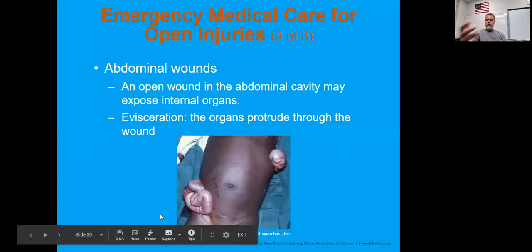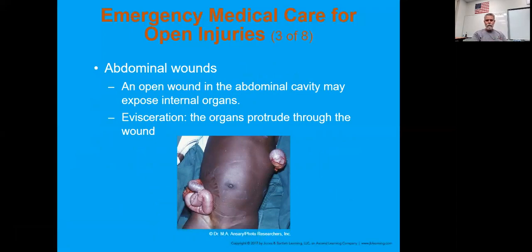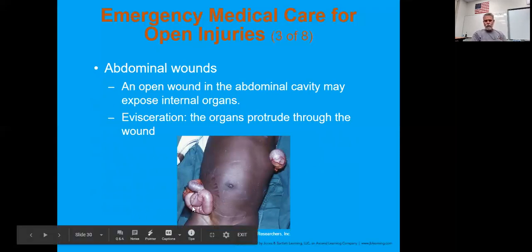For the abdominal wounds, I'll give you a second to figure out what you're looking at here. As I looked at this first, I thought, oh, the sausage is in essence coming out of the casing. So we can call this an evisceration, where those organs actually protrude through the abdominal cavity.